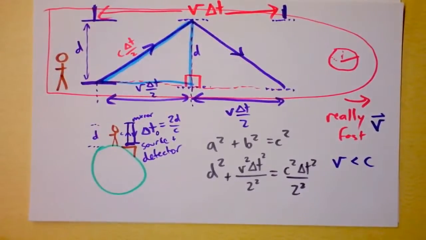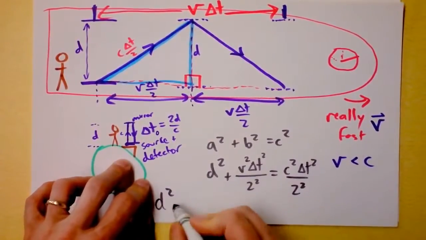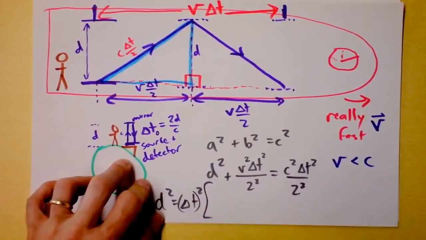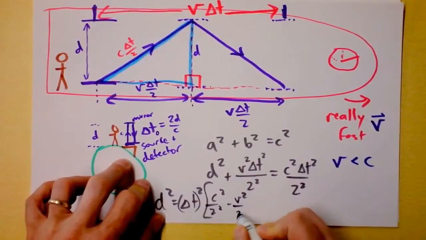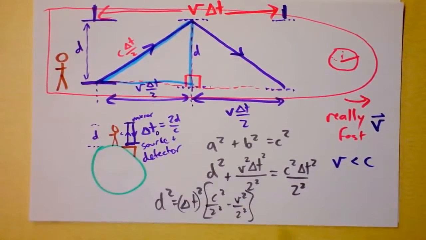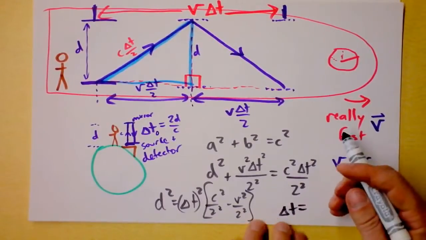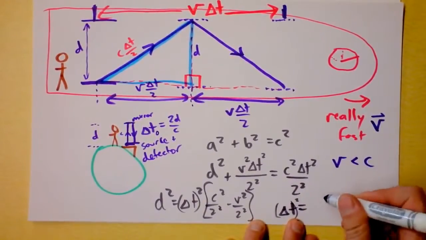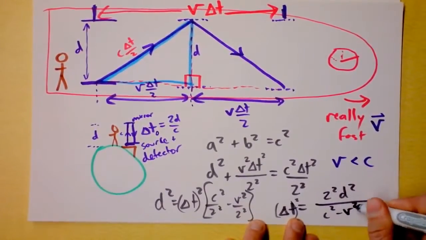Now we have ourselves a little bit of algebra to do. I want to solve this for delta t. Are you ready? Factor out a delta t, do a little bit of subtraction. d square equals delta t square times, what am I going to do, some factoring? It's going to be c square over 2 square minus v square over 2 square. And then I can probably put the 2 square up top and basically just get myself a nice equation for delta t. I'm going to leave it as delta t square so we can do the final step on the next page. Delta t square is 2 square times d square over c square minus v square.